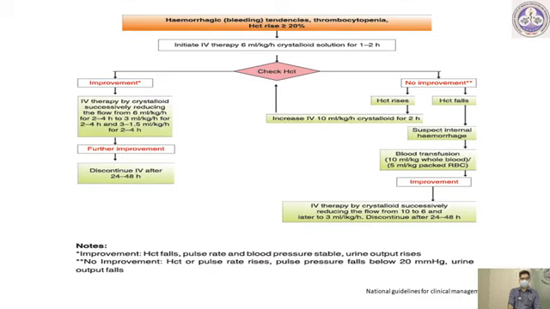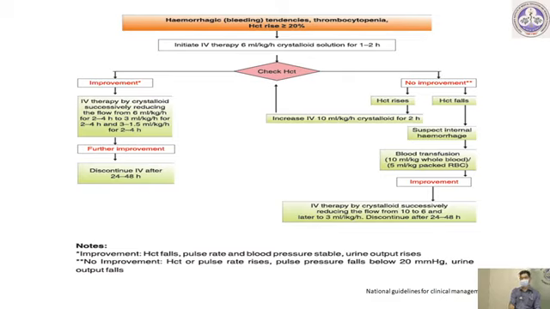If there is clinical improvement in the patient in the form of fall in hematocrit, pulse rate, blood pressure, or increase in urine output, then the IV fluid therapy can be tapered from 6 to 3, 3 to 1.5 over a period of 2 to 4 hours respectively, and the IV fluids can be discontinued in 24 to 48 hours.